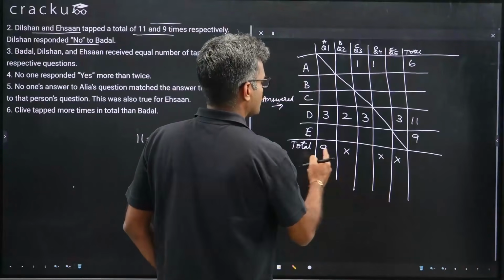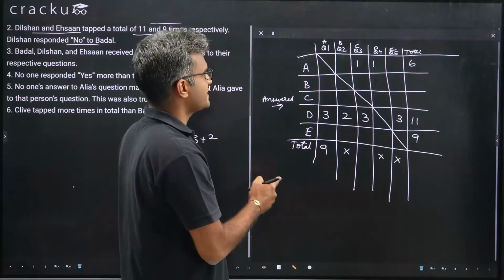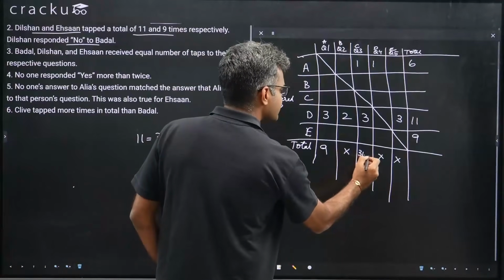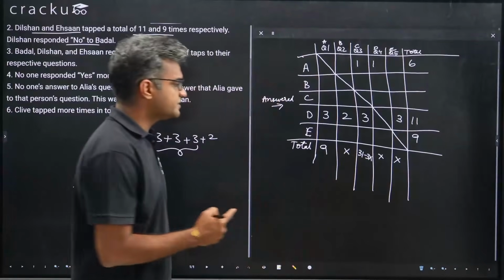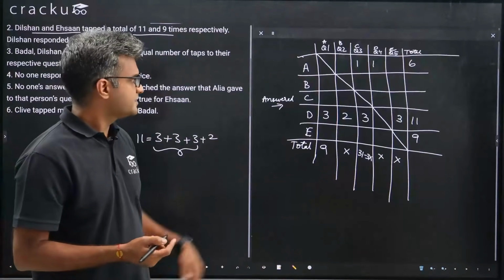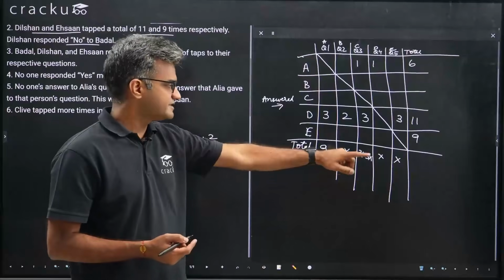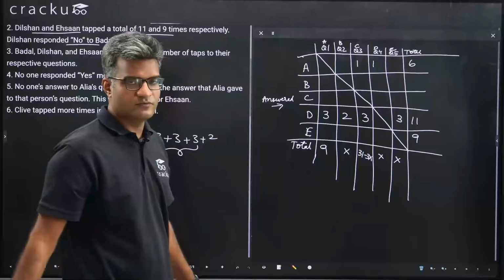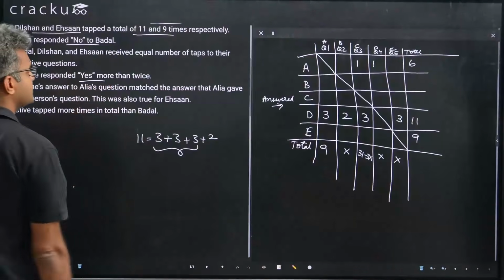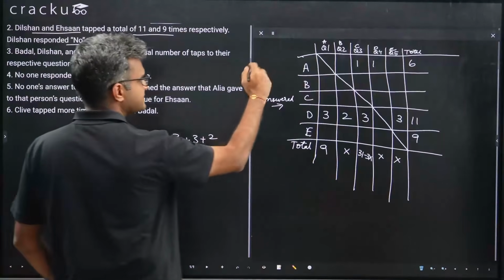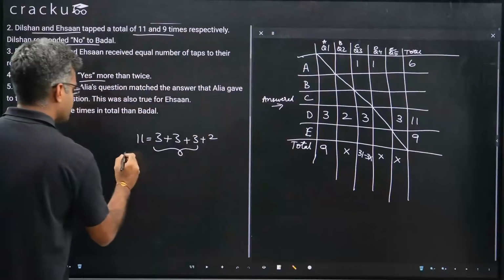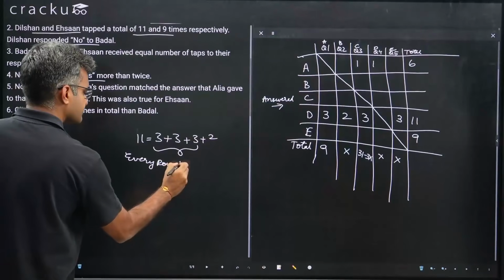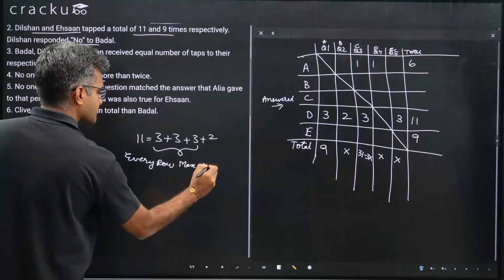And what will the total number of taps received by Clive be? C has to be 31 minus 3x. Why is that the case? Because we know that the total number of taps is 40, of which Alia got 9 and we have 3x. So C has to get 31 minus 3x because otherwise the total will not be equal to 40. Similarly, no one responded yes more than twice. So basically in any of these rows, there are a maximum of 2 ones.